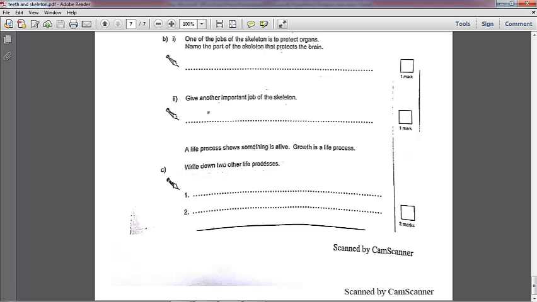A life process shows something is alive. Growth is a life process. Write down two other life processes. You remember the life processes are Mrs. Green words. M for movement. All of the living things can move. All of the living things can respire, and we said respire means getting energy from our food, and move means changing your place.